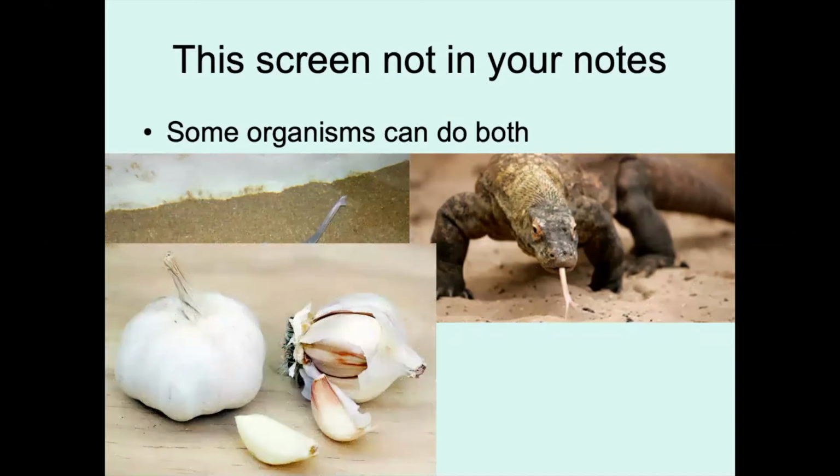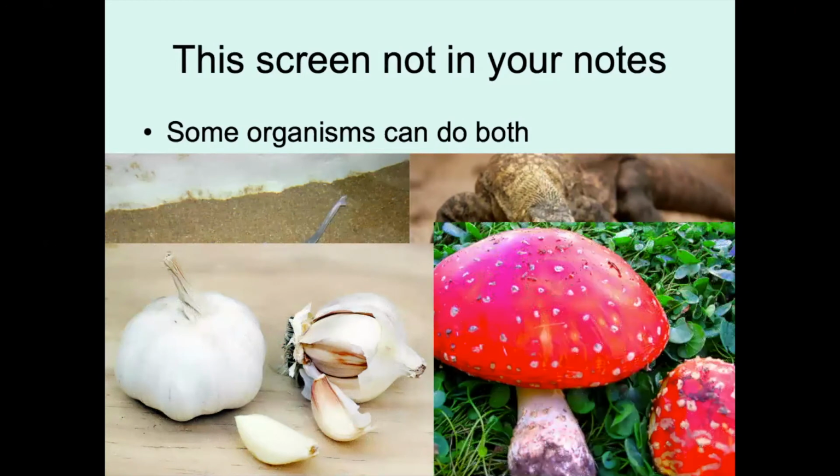Most plants, if not all plants, are also asexual. They have the ability to reproduce on their own. This is a picture of garlic, by the way. And mushrooms, fungus, have the ability to do both. So just interesting tidbits there.